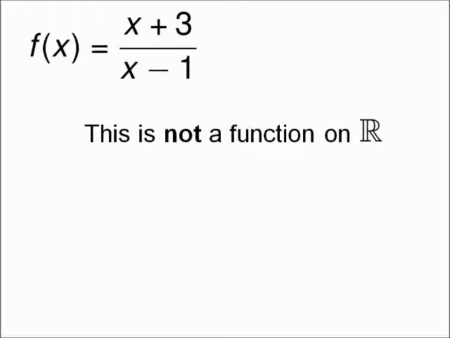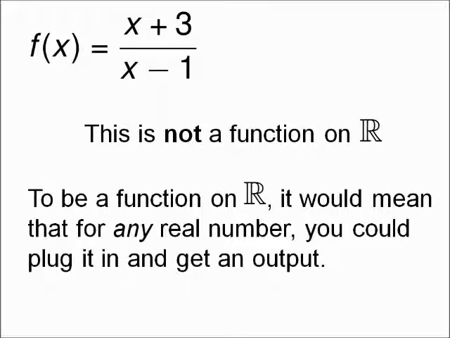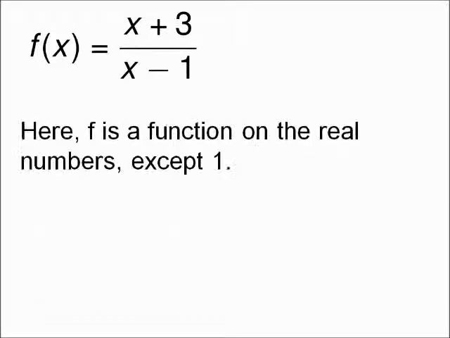It turns out that this is not a function on the real numbers. Again, the key is on the real numbers. To be a function on the real numbers, it would mean that for any real number, you could plug it in and get an output. So you might be wondering, well, what's wrong with this? Well, remember, you can't divide by 0. Dividing by 0 is undefined. So here, this is a function on the real numbers, except 1.